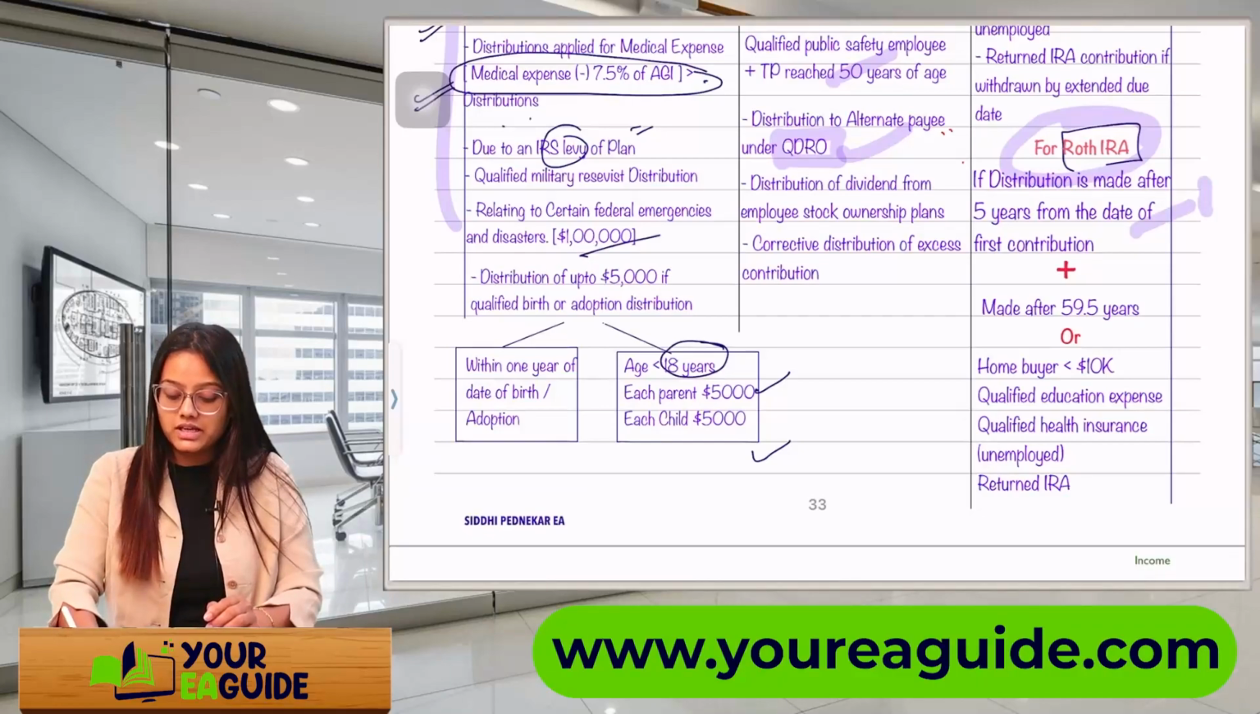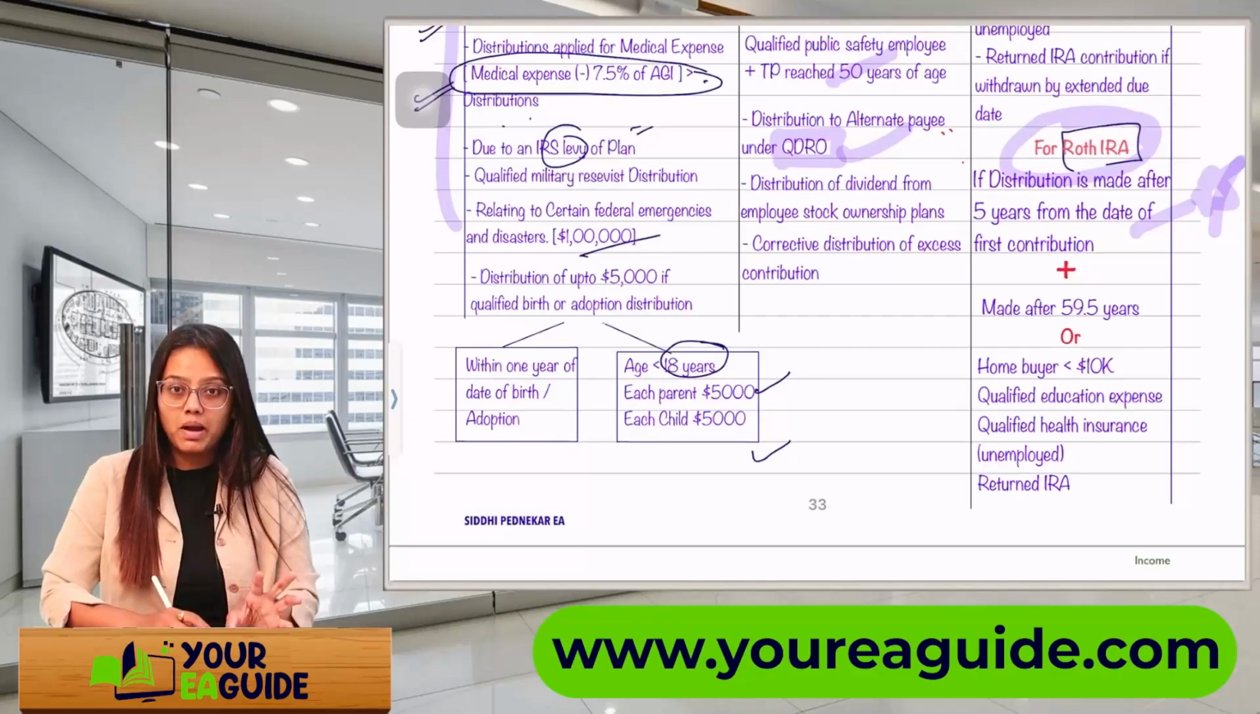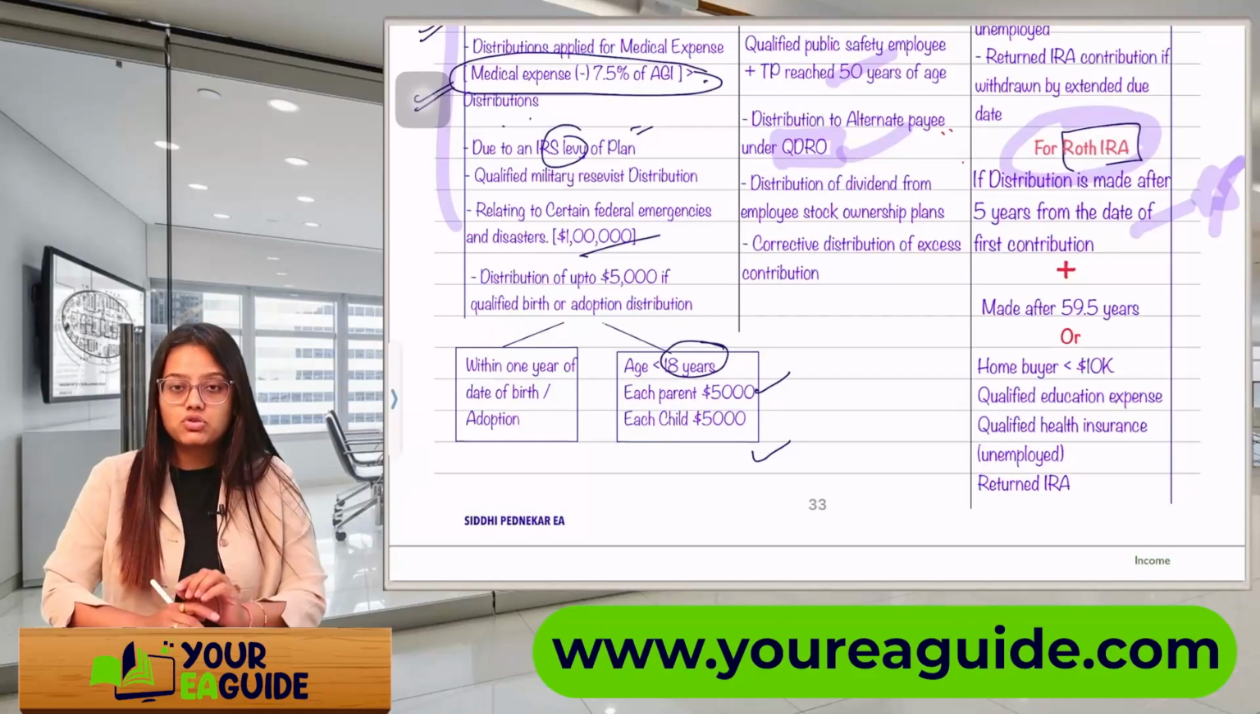So based on this, there can be one MCQ where they'll give you a case scenario. Just remember on what date you initially contributed to the Roth IRA. From that date till 5 years, you cannot make any distributions. Now, if you want to make a distribution, your age should be at least 59.5. Okay, but your age is not 59.5.